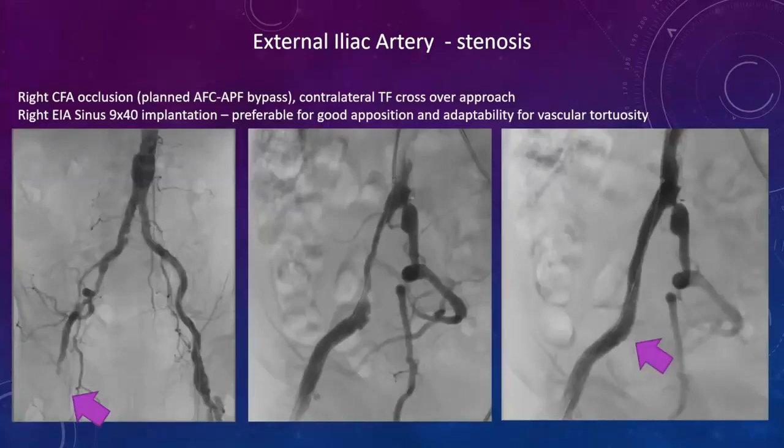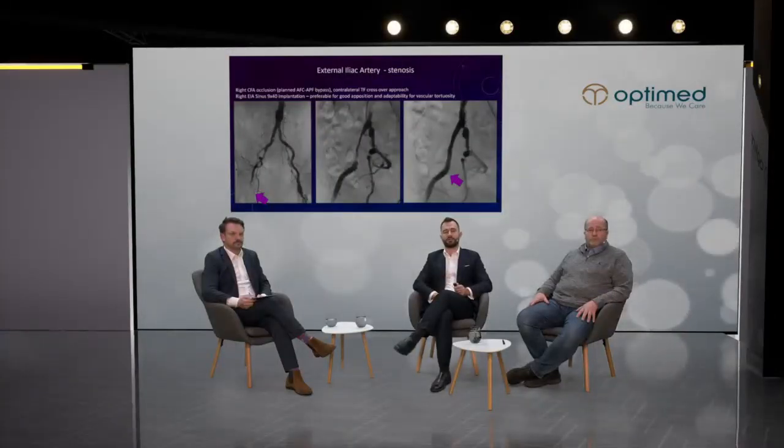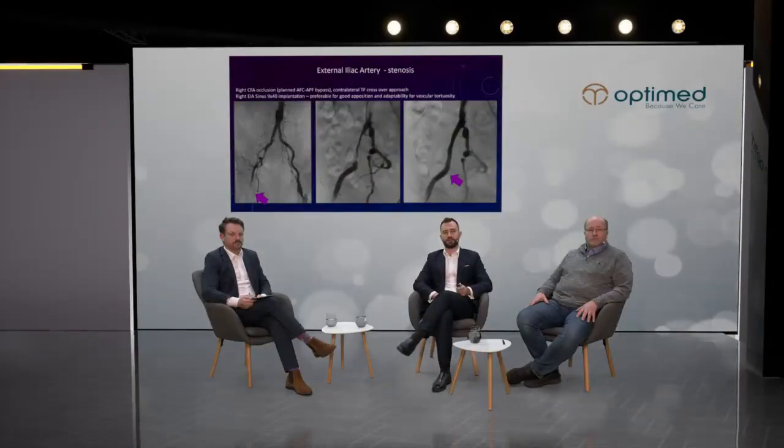So let's start with something really easy. In this case, we had a patient with the occlusion of the right common femoral artery, and in this scenario, we are co-working with our surgeons, so they asked us to create an inflow for them and open up the tight stenosis of the external iliac. Here we used 2 self-expandable stents to open up the vessel.